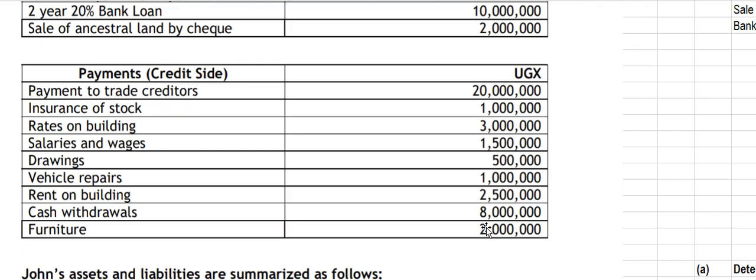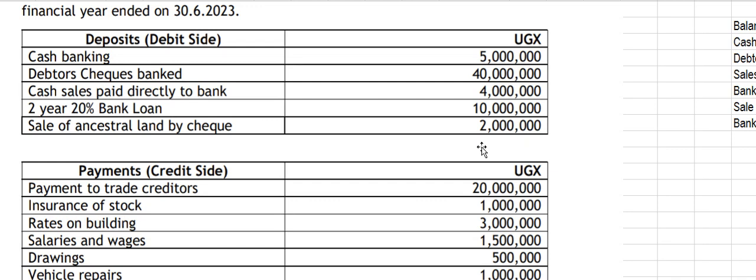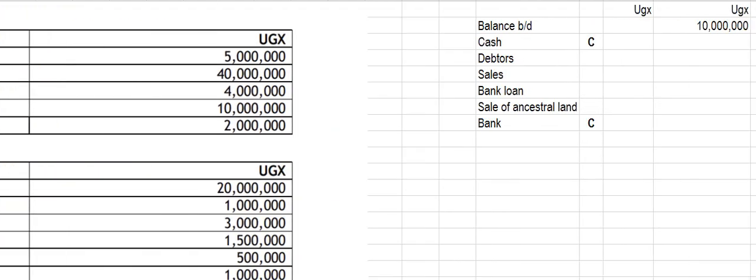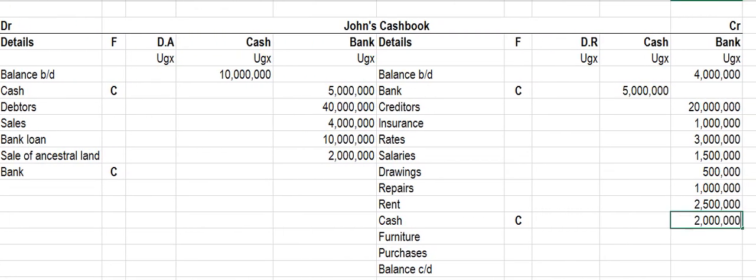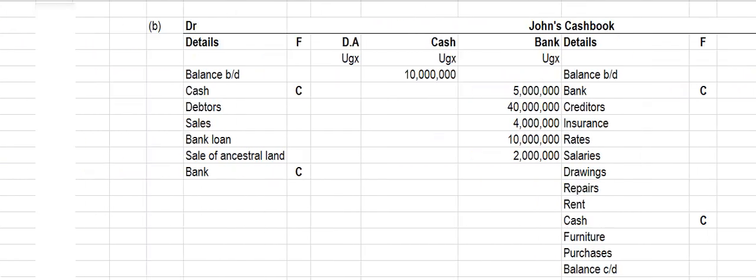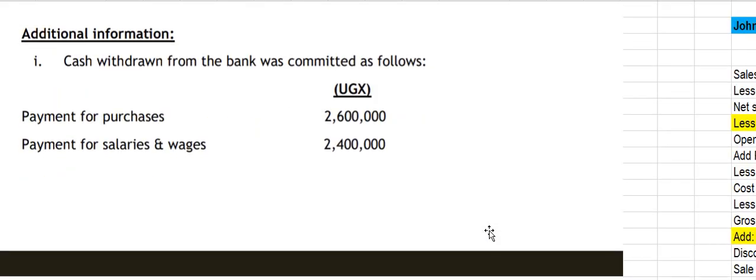All this now has been entered in our cash book, bank details, deposits as well as payments. So far that's our cash book. But remember, we also have some cash transactions, as we are going to see. So you get all the cash transactions and you enter them in your cash book. What are the cash transactions? Cash withdrawn from the bank was committed as follows.